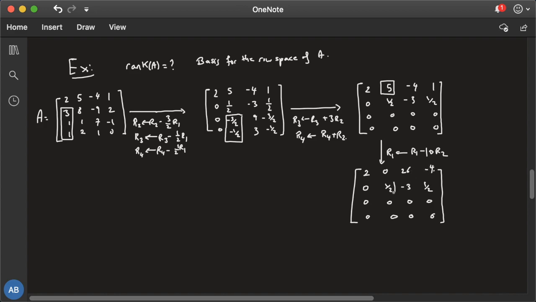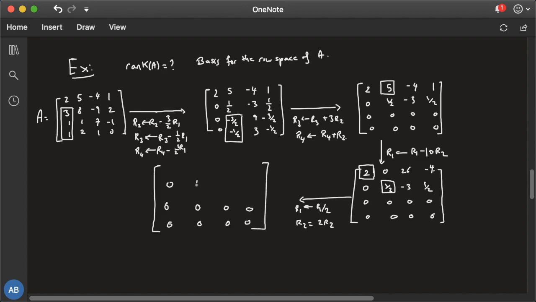Let's try to make this guy a 1. Let's try to force those two to be 1s. How do we do that? So you divide the first row by 2, and the second row you divide by half, or multiply by 2, right? And you will see that you obtain 0, 1, minus 6, and 1 in the second row, and 1, 0, 13, and minus 2 in the first row.